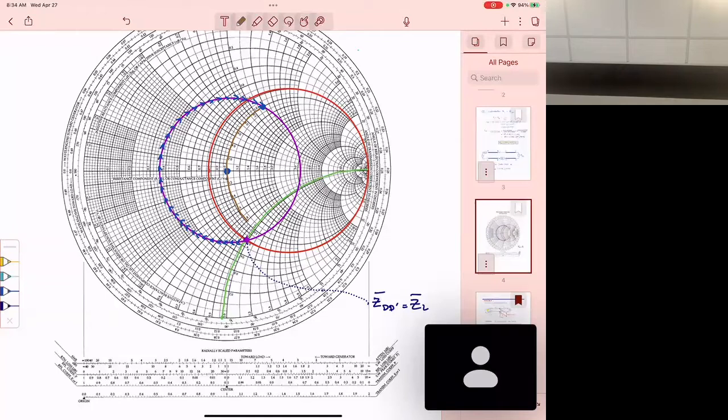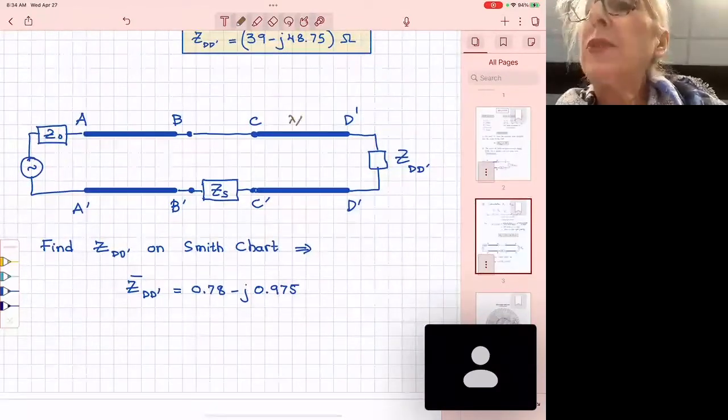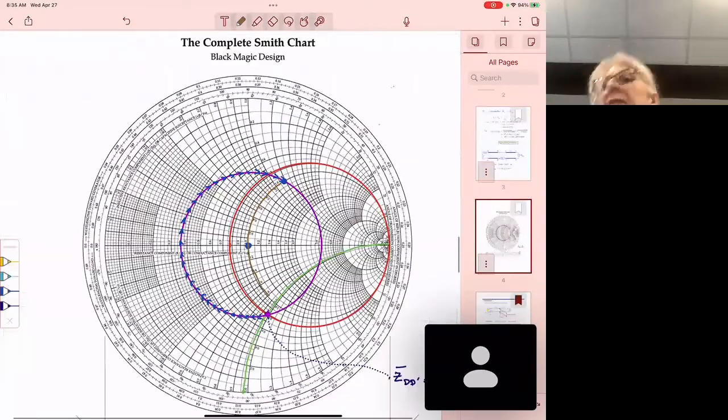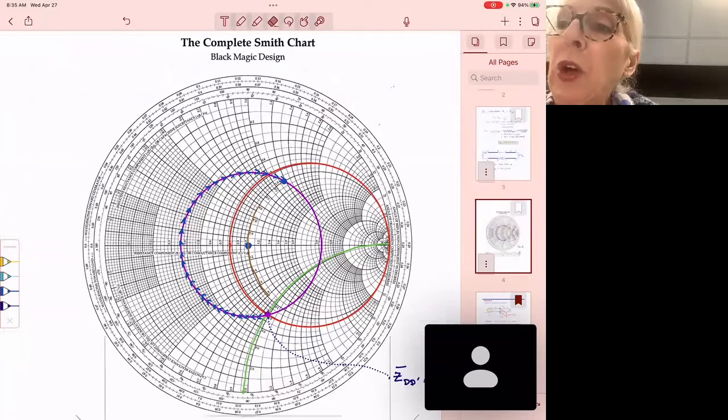If I would do that, if they had not specified the length of my line. But in the problem, they're specifying the length of my line. They tell me that this one has to be half a wavelength. So I don't have a choice. I have to move by half a wavelength. So I'm not going to stop here, which I would normally do if I had flexibility. I'm not going to stop there. So I'm going to continue until I describe half a wavelength.